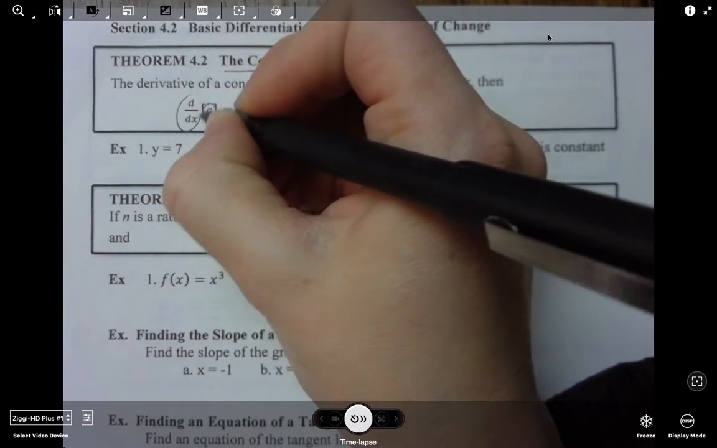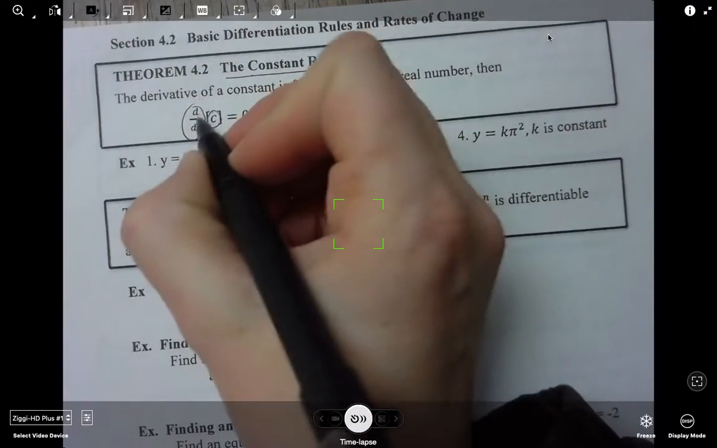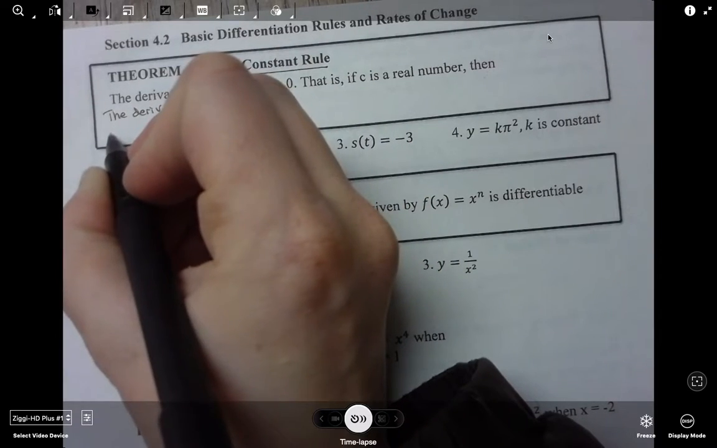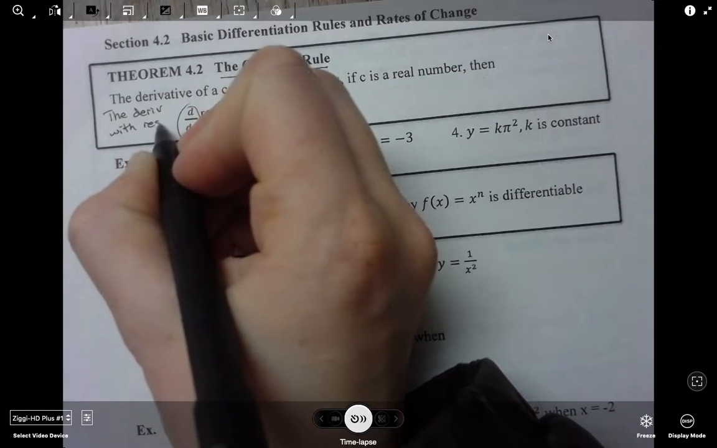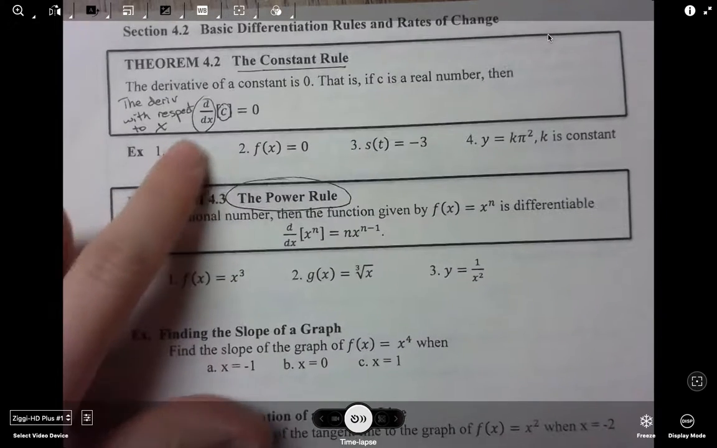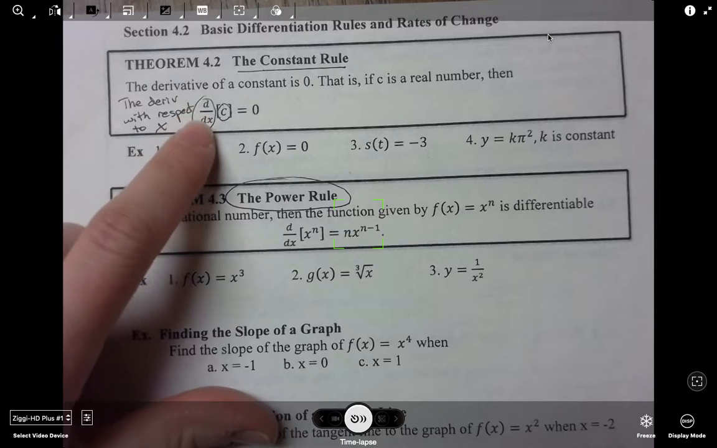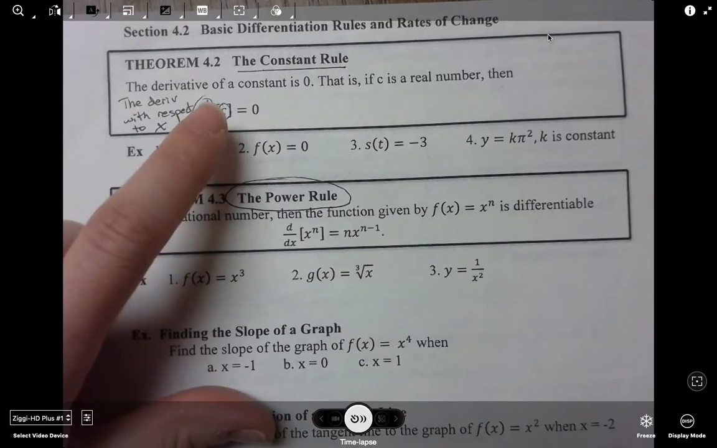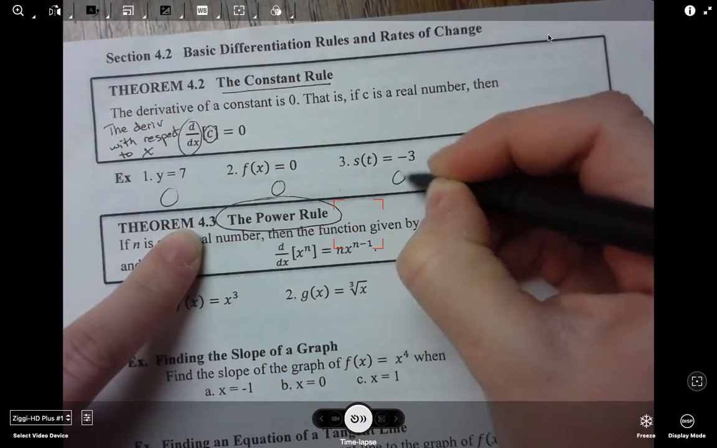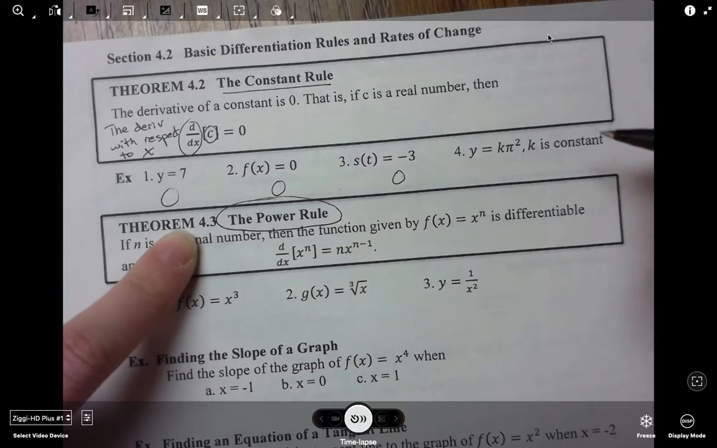Okay, they use this notation to talk about derivatives. This basically means the derivative with respect to x. Later on we'll be taking derivatives of x's and y's at the same time in coming chapters, but this means derivative with respect to x. Don't worry about this notation too much, but just remember that the derivative of a constant number is 0. So the derivative of 7 is 0, the derivative of 0 is 0, the derivative of negative 3 is 0, the derivative of k pi to the second power, when k is a constant and not a variable, is 0.